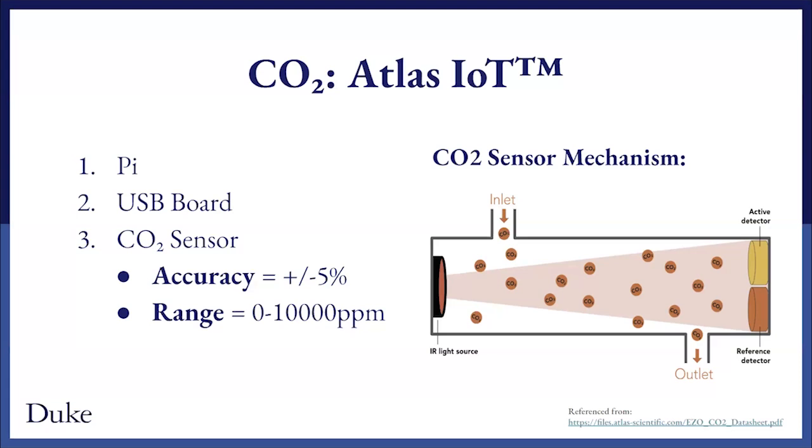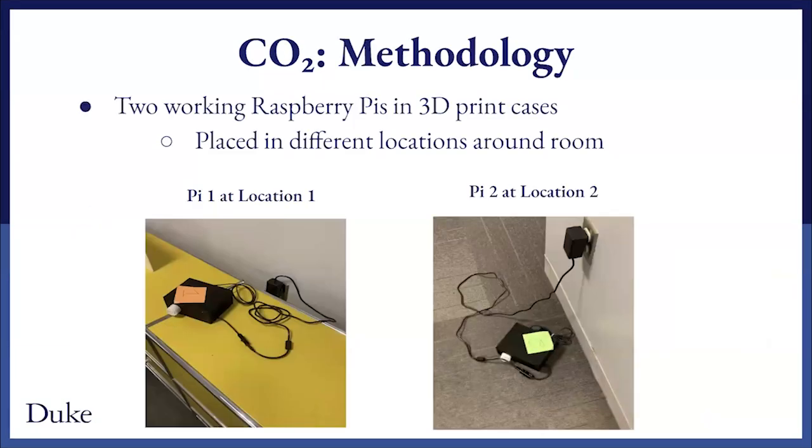Now, the accuracy of our sensor is about plus or minus 5%, which is about 50 parts per million, and it can detect concentration ranges between 10 and 10,000 parts per million. The infrared light source generates a lot of heat at the beginning, so we let it sit for about 5 to 10 minutes, and after that, we use the data to make our models. Now, I'm going to hand over to AD to talk about CO2 methodology.